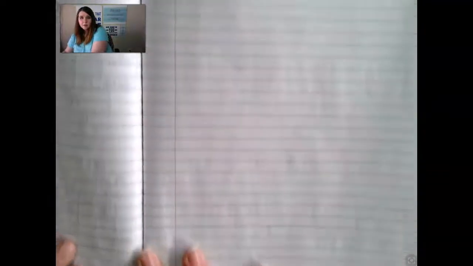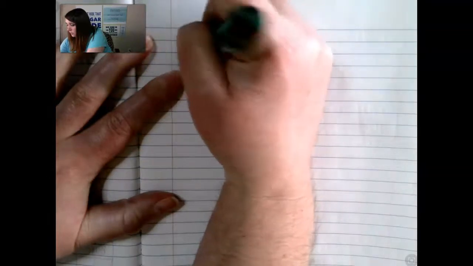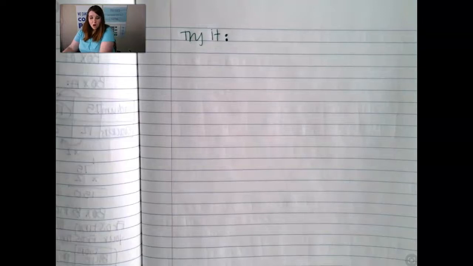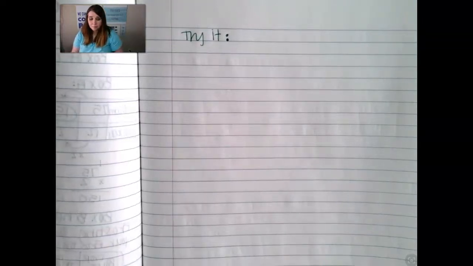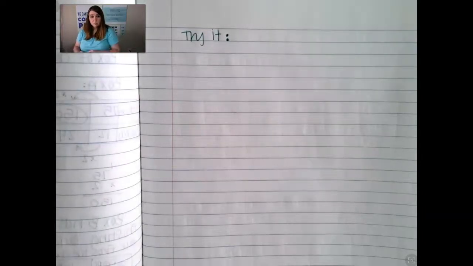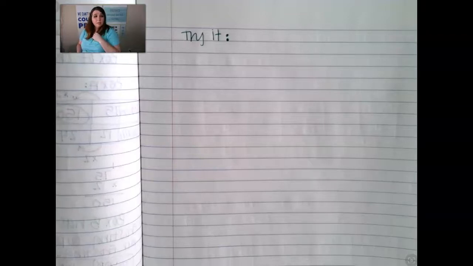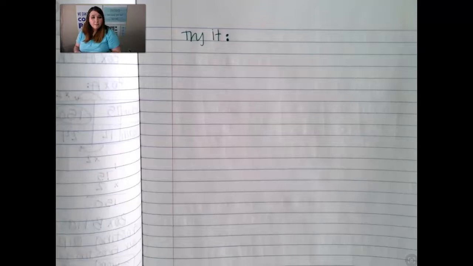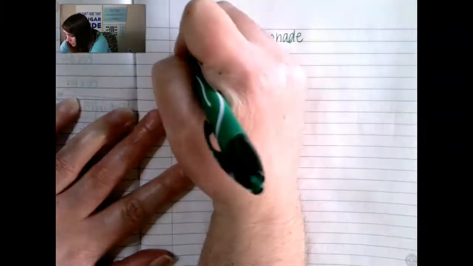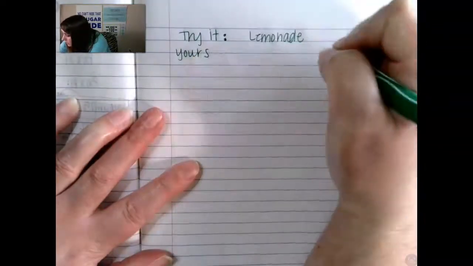All right. Here is your try it. So your try it says that you are going to be making lemonade. Okay, so for every 7 ounces of lemonade, you have 3 ounces of water. So lemonade. All right, your lemonade, yours, and then your friends.